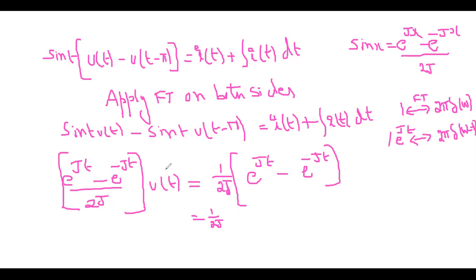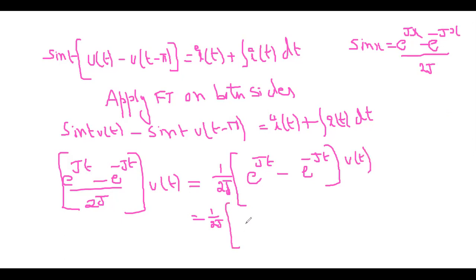The mu of t function is also there. If you have any doubt, you can find it like this, into mu of t also. So, e power jt mu of t minus e power minus jt mu of t.